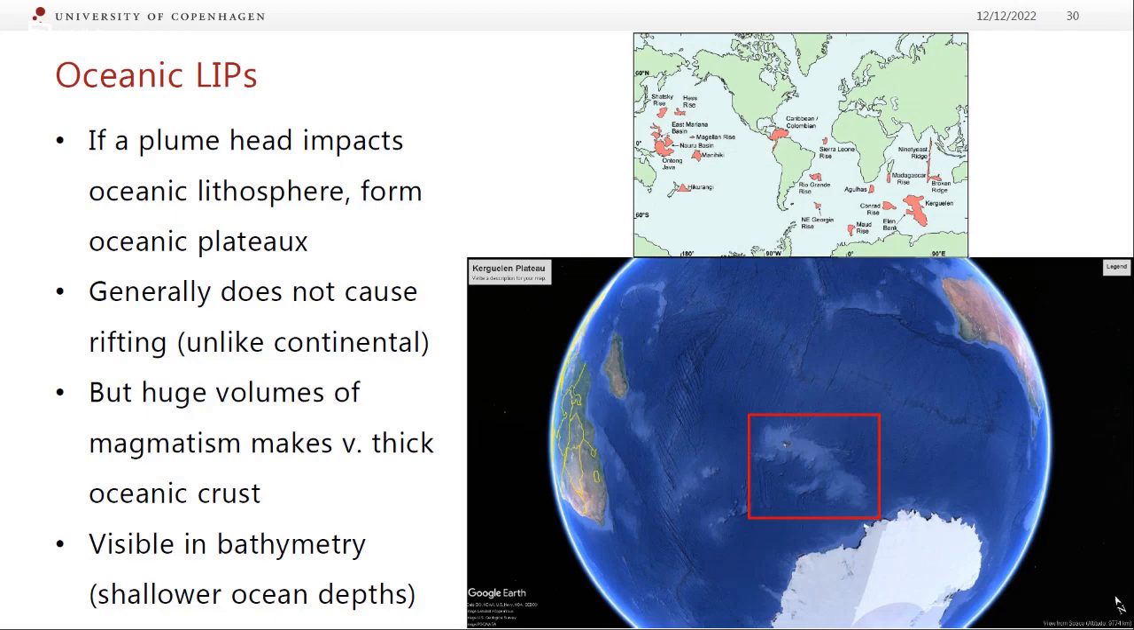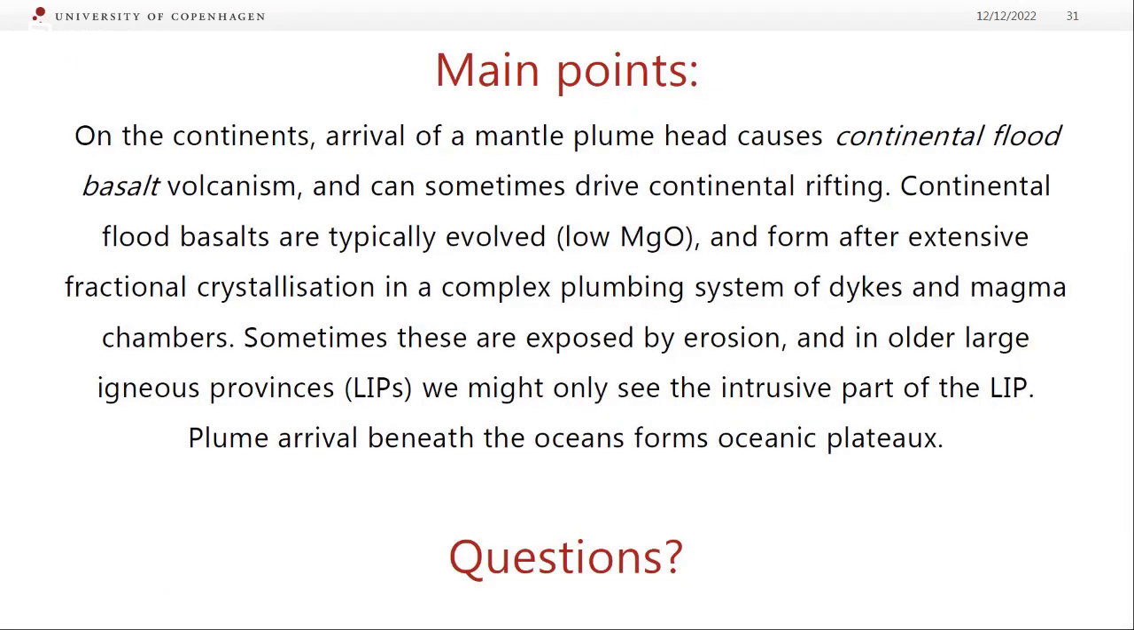If you are really bored, you can go on and look for oceanic plateau on Google Earth. Okay. So on the continents, the arrival of mantle plume heads causes continental flood basalt volcanism, and it can sometimes lead to continental rifting. Continental flood basalts are pretty evolved, low magnesium, and they form after extensive fractional crystallization in this complex plumbing system of dikes and magma chambers. They're sometimes exposed by erosion, and in older large igneous provinces, we sometimes only see the intrusive part. We're missing all the lavas because they've been eroded off.